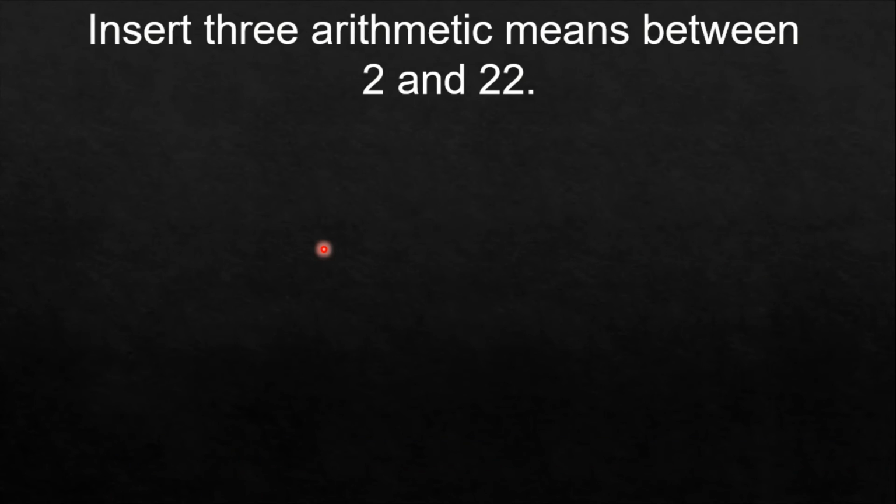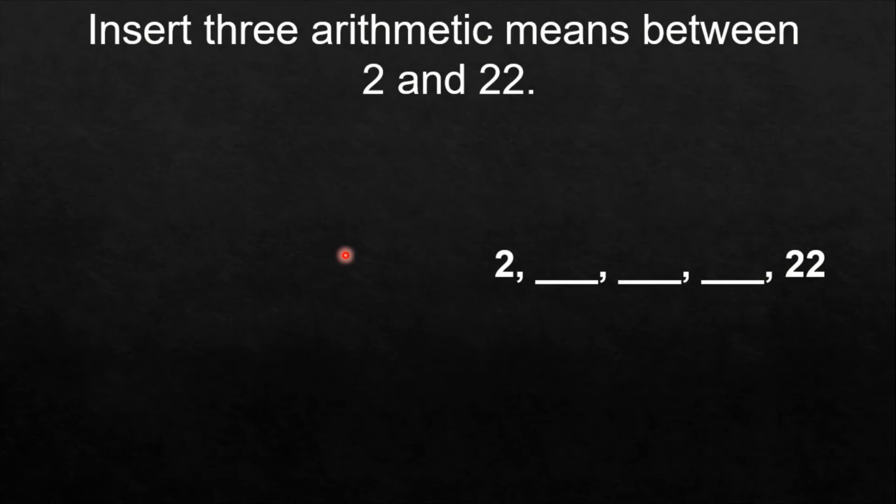Now, let's have the second problem. Insert 3 arithmetic means between 2 and 22. So, para mas ma-visualize natin, isulat natin ang given. 2, then maglaan ng tatlong spaces for the 3 arithmetic means, then 22. So, para makuha natin yung arithmetic means, syempre, kailangan natin malaman ano ba yung common difference ng ating arithmetic sequence. So, kailangan alam natin kung ano yung i-add natin sa 2, sa susunod pang term hanggang makarating kay 22.